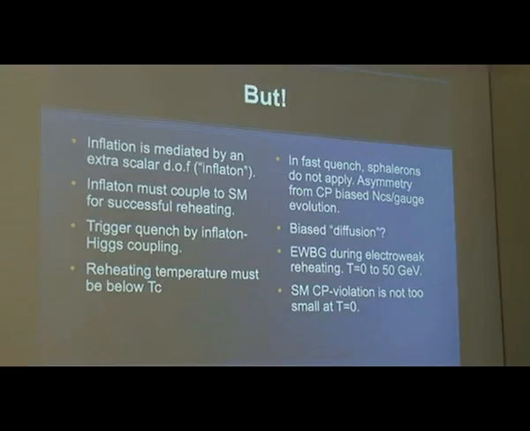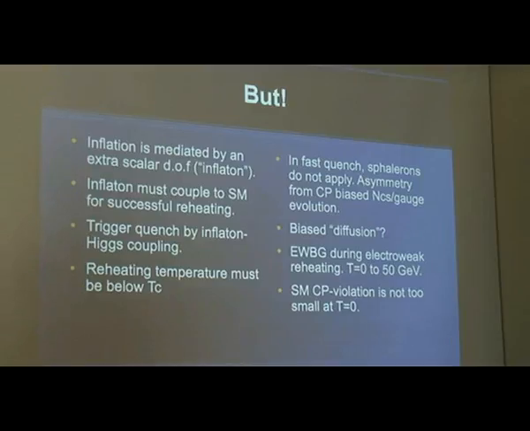Now this is going to work if we want to do this. So we want this quench to be triggered here. We want it to be fast, right? Because we want to go out of equilibrium. But then we don't want to go back into equilibrium at a high temperature, because then the sphalerons would wash out the asymmetry again. So we need a reheating temperature which is below Tc. Preferably quite a lot below.